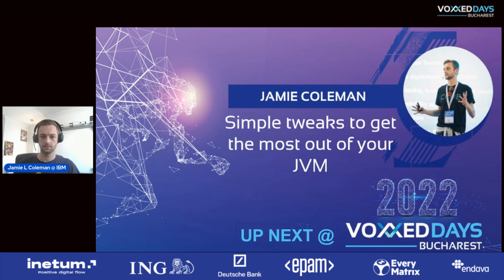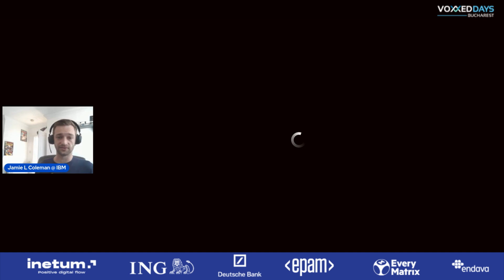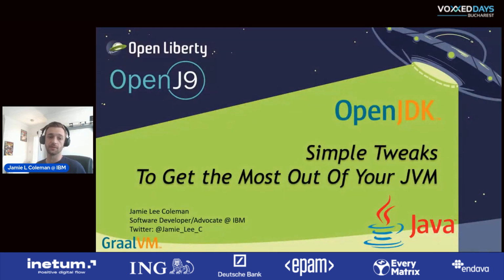So hopefully you can see the presentation now. Like I mentioned, the topic today is we're going to be talking about simple tweaks to get the most out of it. And like I mentioned, my name is Jamie Coleman. I'm a developer advocate and engineer for IBM.